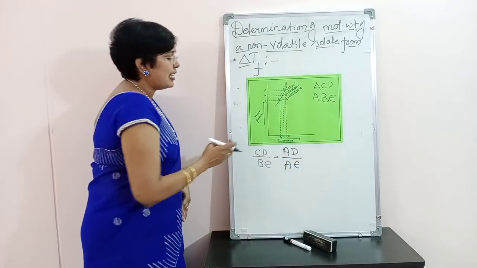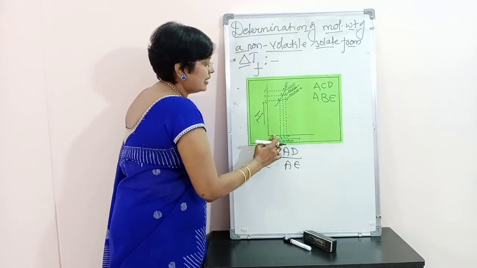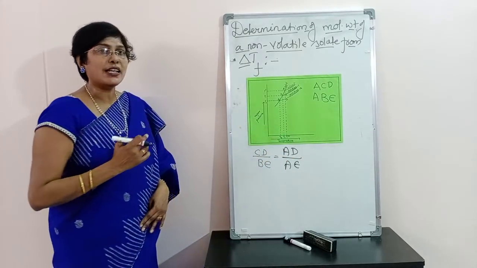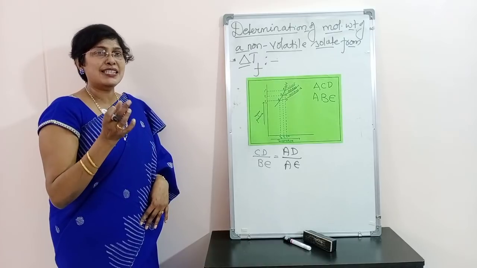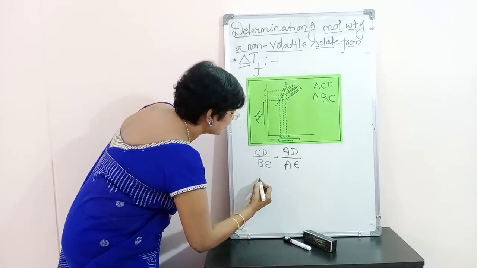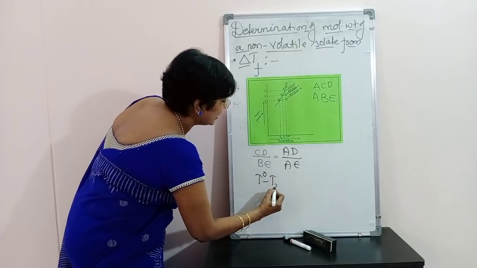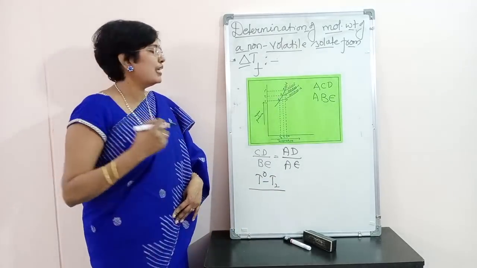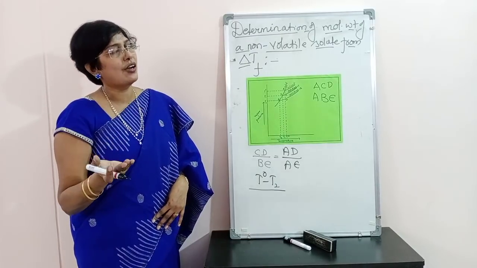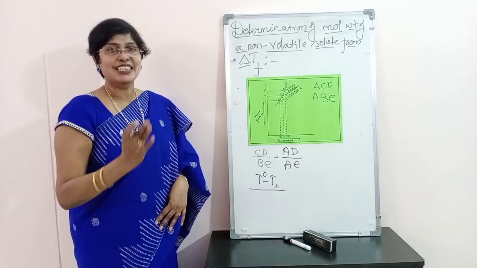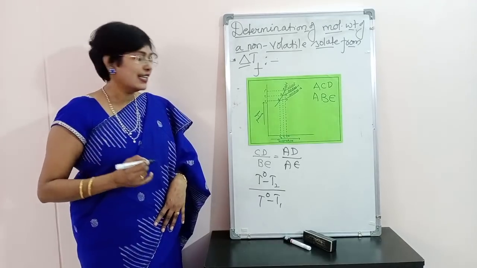Okay. So, now tell me, as we are moving from left to right, temperature is increasing. So, 0, 10, 20, 30, 40. T0 is greater or T1 is greater? T0 is greater. Okay. So, the difference between these two temperatures, how will we write, students? CD corresponds to T0 minus T2 divided by BE. BE is corresponding to two temperatures. What are they? T1 and T0. Among these two also, T0 is greater. So, how will we show the difference? T0 minus T1.